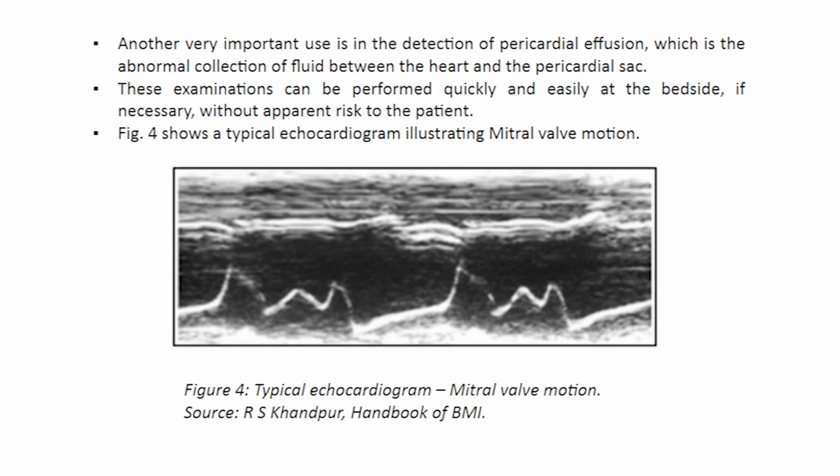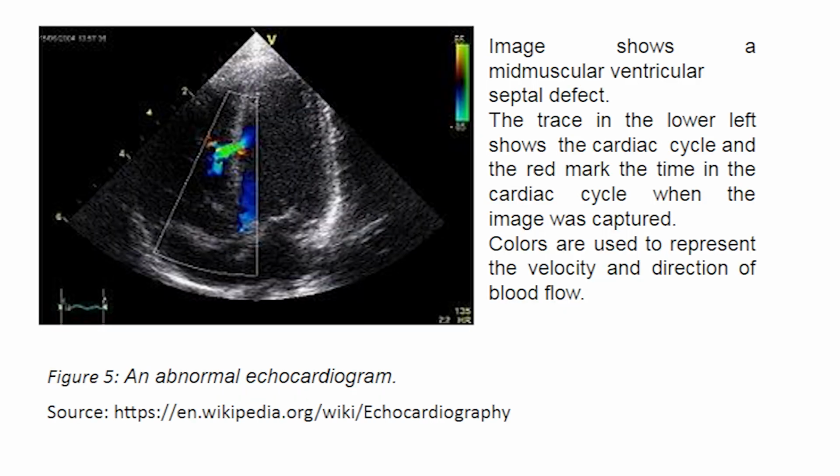Another very important use is in the detection of pericardial effusion, which is the abnormal collection of fluid between the heart and the pericardial sac. This examination can be performed quickly and easily at the bedside if necessary without apparent risk to the patient. Figure 4 shows a typical echocardiogram illustrating mitral valve motion. Figure 5 shows an abnormal echocardiogram.